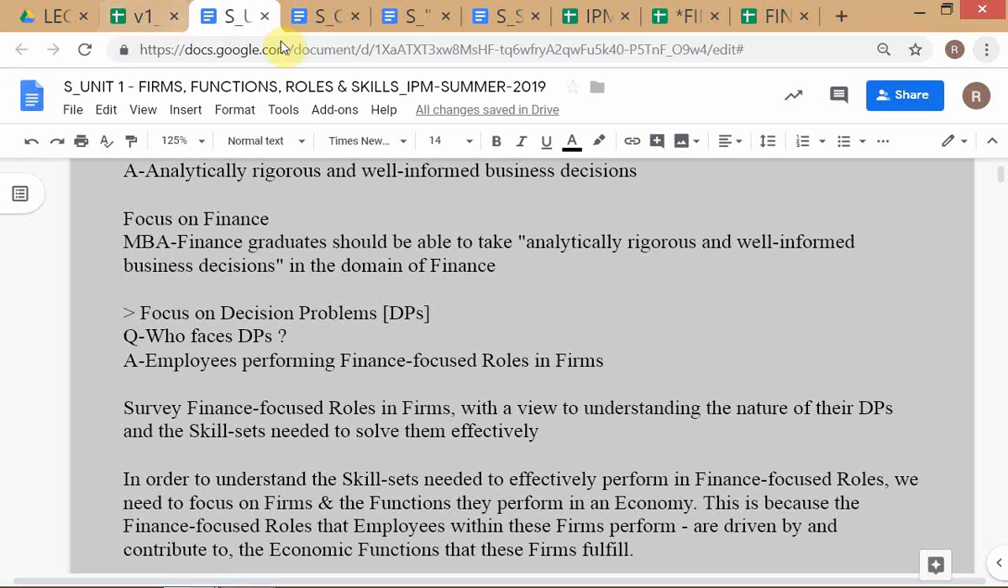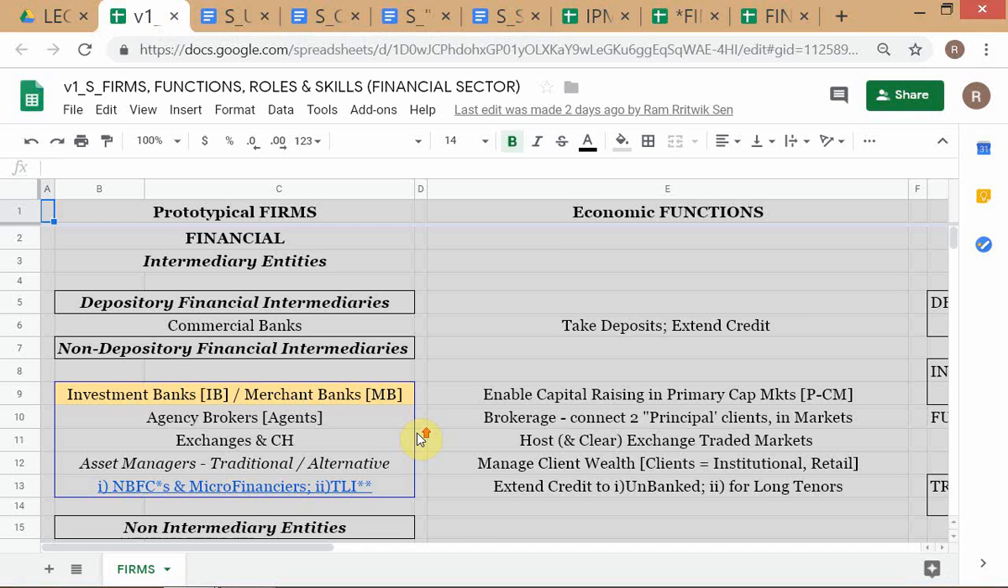Yes. Okay. So you have to be prepared to take better decisions and solve the decision problems in a more analytically rigorous and effective way. So who faces decision problems? It's the employees who are performing these finance focused roles in these types of firms, okay.